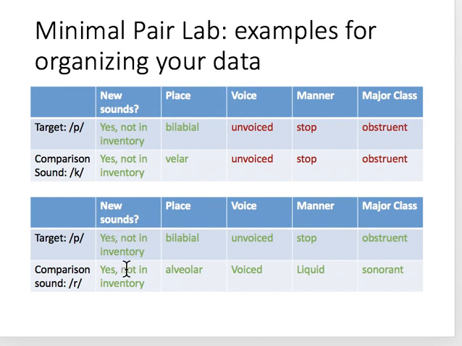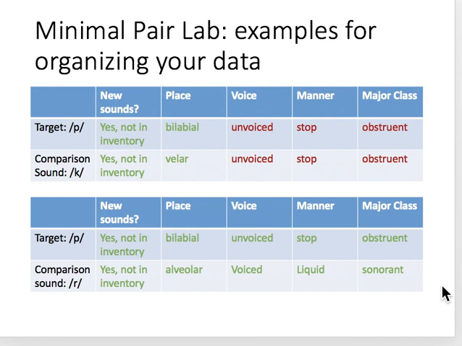Are they both new sounds? Yes, they're both not in the inventory. They differ by place. One's a bilabial, one's an alveolar. They also differ by voice, by manner, and by major class. One's an obstruent, one's a sonorant. So this contrast between P and R differs across all of these features. So I can think about this like, okay, this scores a 5 out of 5. I've maximized all of these different features that the literature tells us are important.